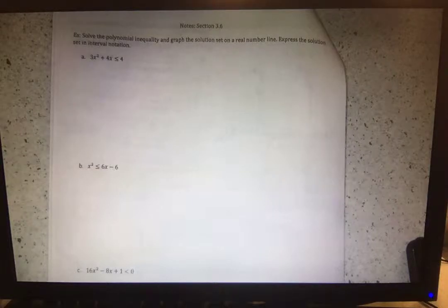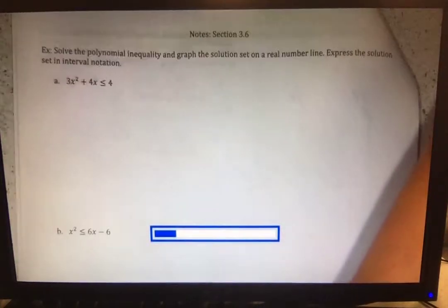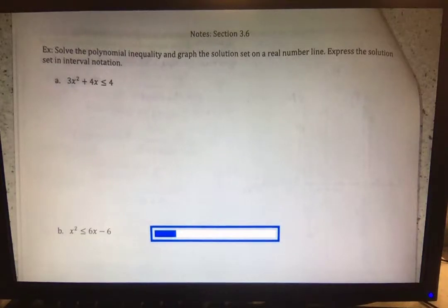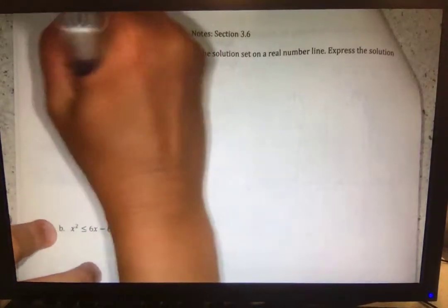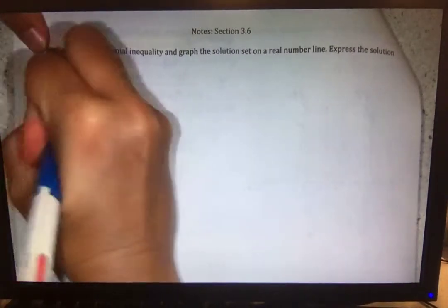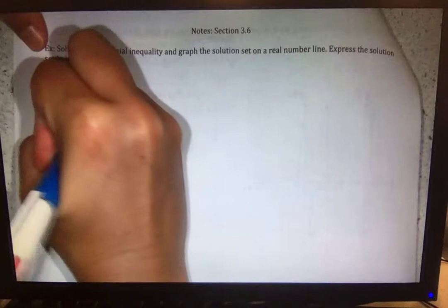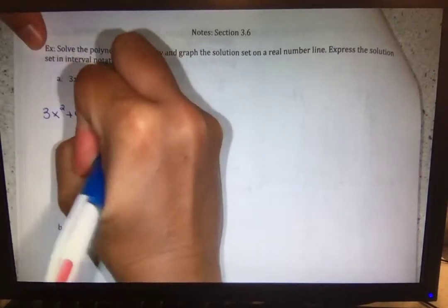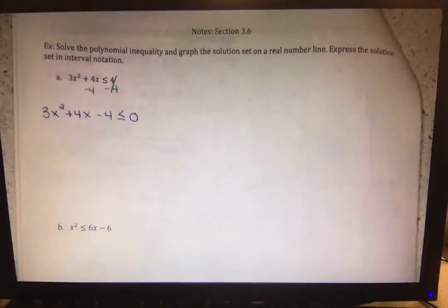So example A, we have 3x squared plus 4x is less than or equal to 4. Regardless, whenever we solve quadratic equations, what do we have to do first? Put it in standard form. Good. Set it equal to 0. So we can subtract 4 from both sides, and we get 3x squared plus 4x minus 4 is less than or equal to 0.